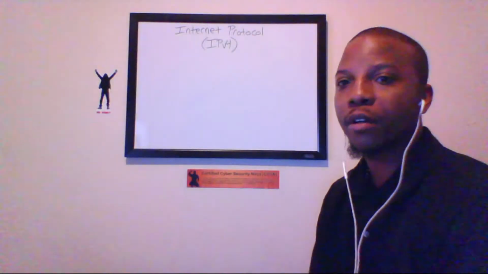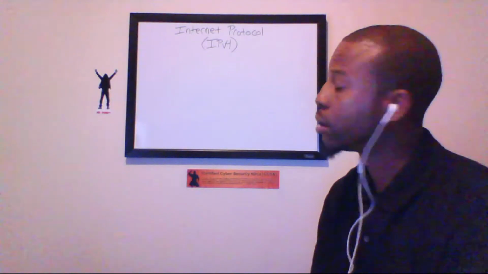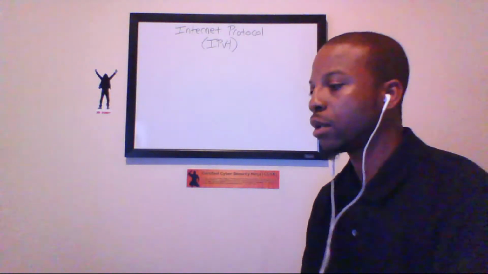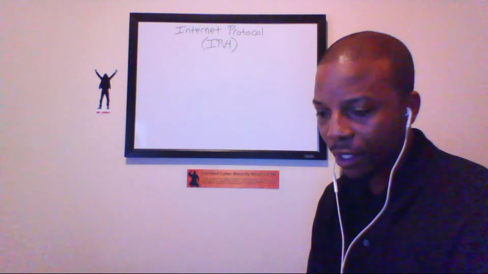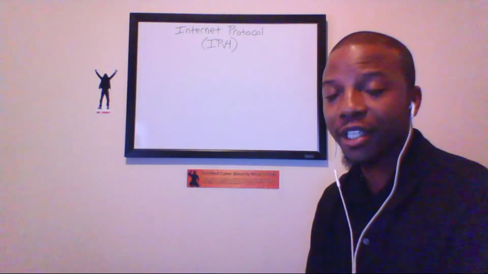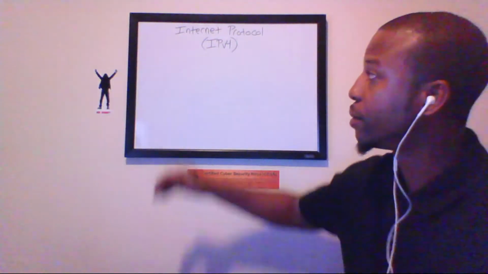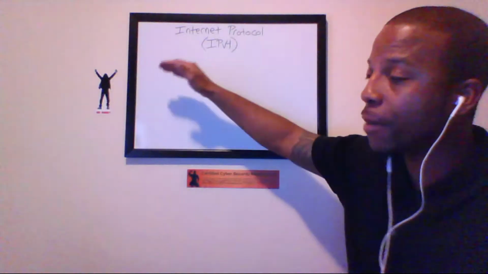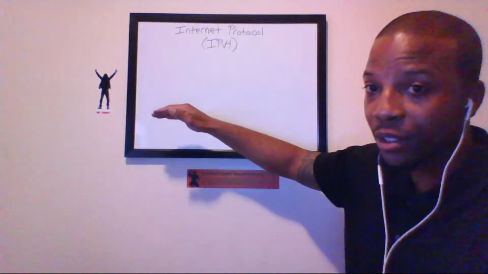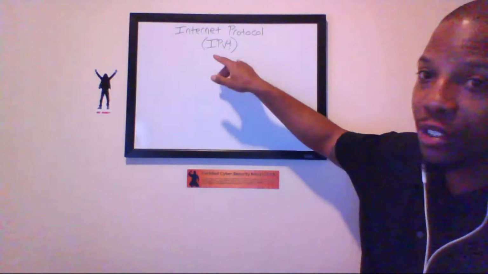The Internet Protocol version 4, IPv4. So in networking, you want to look at it in a layered system. You have what you call the OSI model, which is a 7-layered system. Starting off from the 7th layer going down, you have the application, presentation, session, transport, network, data link, physical. IPv4 is dealing with layer 3.